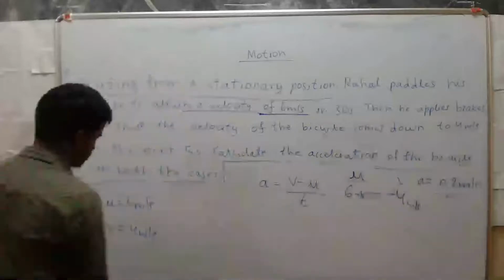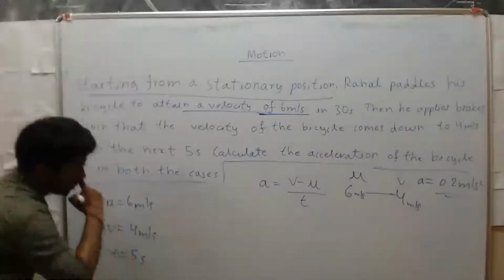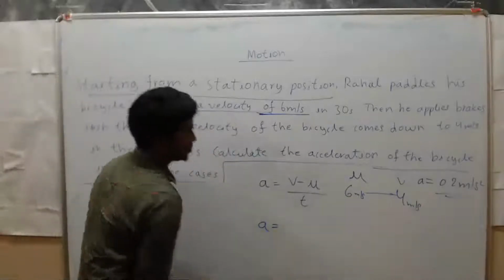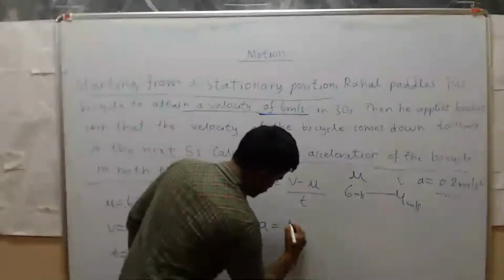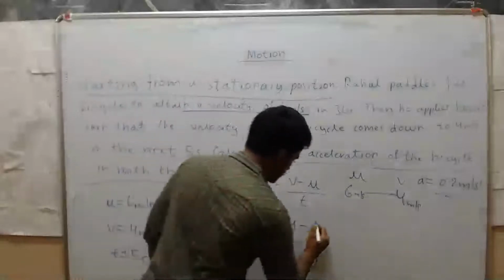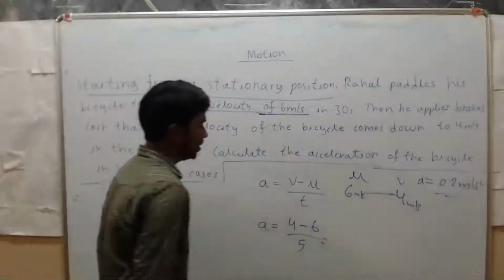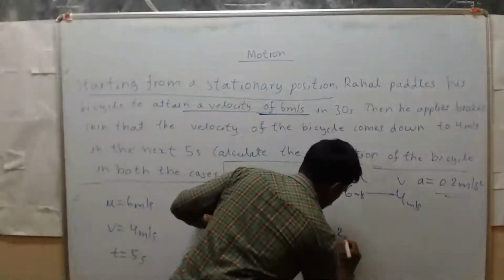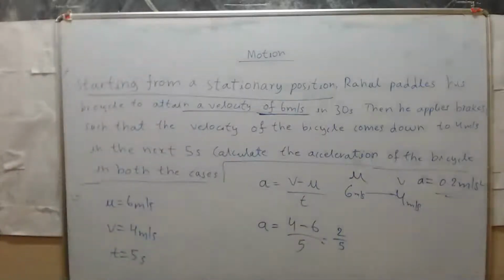Okay, so t is equal to 5 seconds. Next, acceleration a is equal to, what is the final velocity? Final velocity is 4. What is the initial velocity? That is 6. Divided by the time taken, 5. Okay, 4 minus 6 is 2 by 5. So what is the answer of 2 by 5?